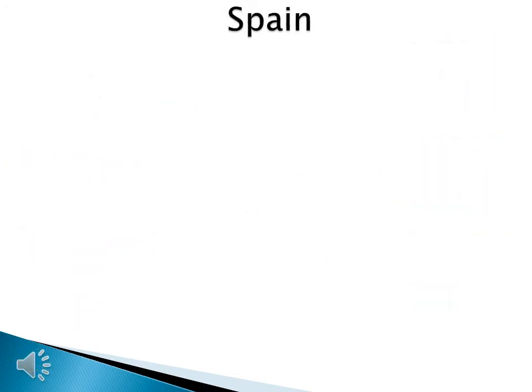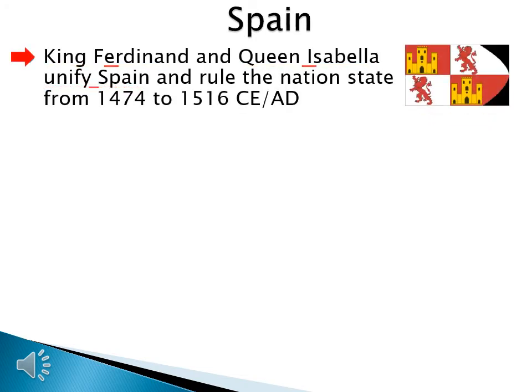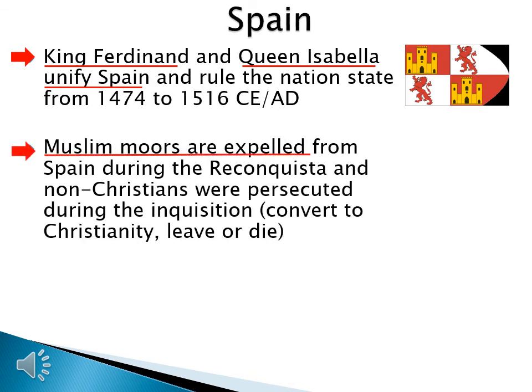Both England and France will have a tremendous impact on our modern history, but it's Spain that opens the door for exploration to the New World. King Ferdinand and Queen Isabella unify Spain and rule the nation state from 1474 to 1516 CE. But there's a lot of violence that's going to go into unifying this country. Muslim Moors are expelled from Spain during the Reconquista, and non-Christians were persecuted during the Inquisition.